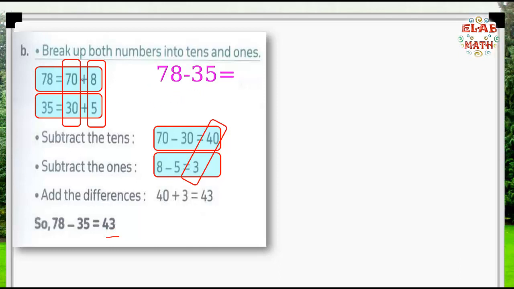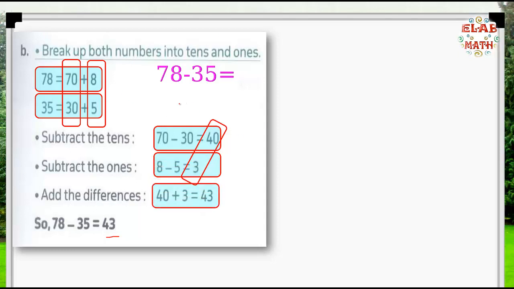78 equals 70 plus 8. Next number, 35 equals 30 plus 5. Take tens together, subtract tens, and subtract ones. 70 minus 30 is 40. 8 minus 5 equals 3. Then take the two numbers here, 40 plus 3. We subtract tens, subtract ones, but for the result, or the difference, we make an addition between them. 40 plus 3 equals 43.